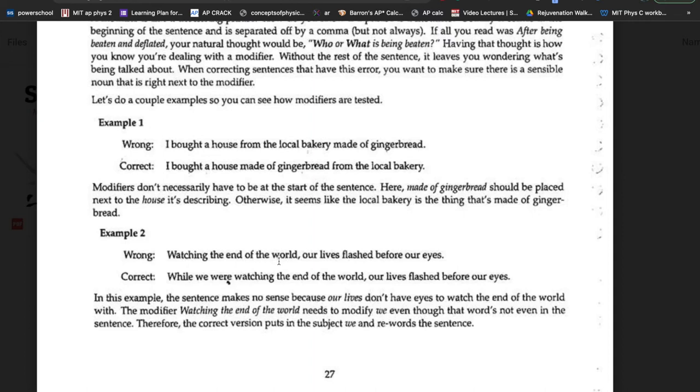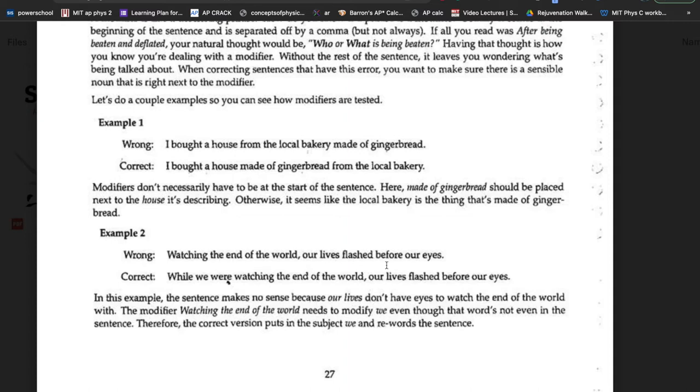Watching the end of the world, our lives flash before our eyes. So again, this does not make sense. It would be better if they wrote, while we were watching the end of the world, our lives flashed before our eyes. So it's simply more clear.